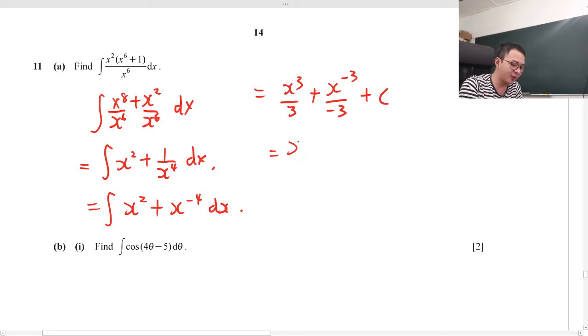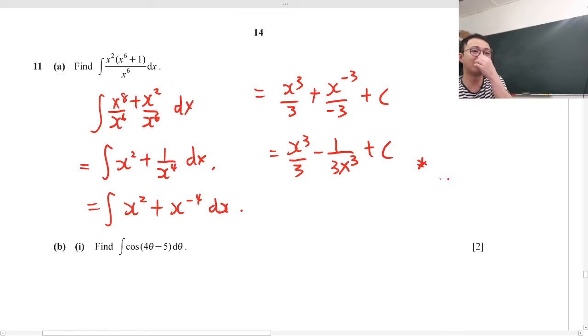But I prefer to rewrite it because I don't like this pattern. So I will just write 1 over 3 x cubed plus c. So this is how I will do this kind of question. I hope you can understand.